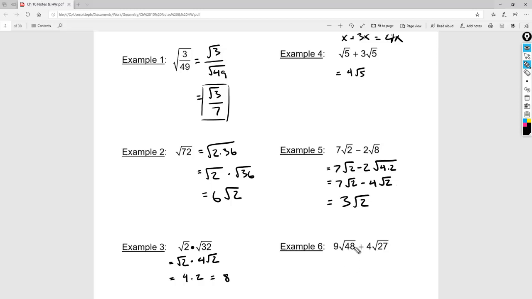Alright, this time both of these have to go through a little bit of simplification first. So I know that the square root of 48 is 16 times 3. I know that the square root of 27 is 9 times 3. Okay. So going through this, the square root of 16 is 4. And 4 times 9 is 36. The square root of 9 is 3. So 3 times 4 is 12. Now I can combine my terms. So I will get 48 root 3.